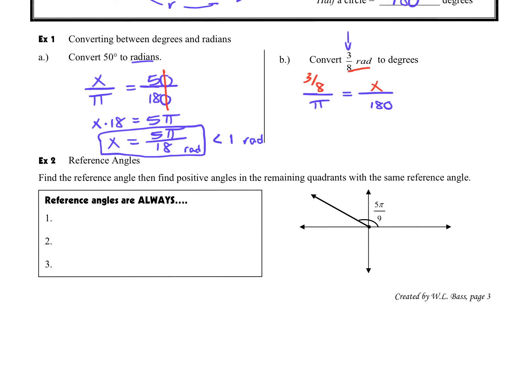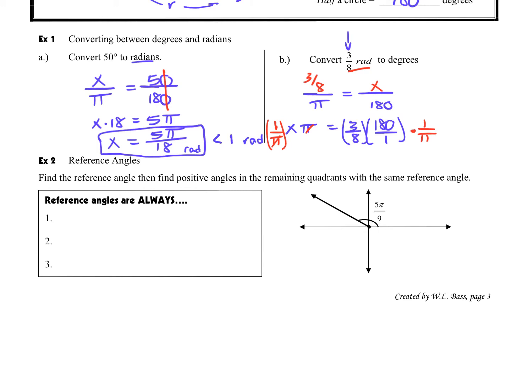Now, I'm going to cross multiply, just like we always do. So I'm going to say x pi, and then over here, I'm going to say 3/8 times 180. I'm going to put that over 1. And then eventually, I'm going to multiply both sides here by 1 over pi so that these will cancel.